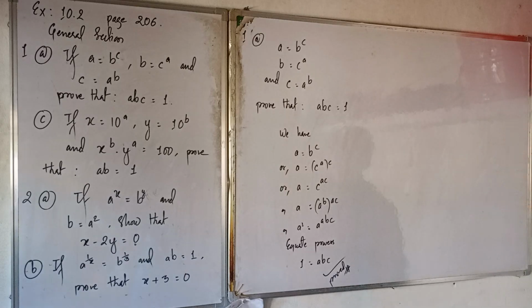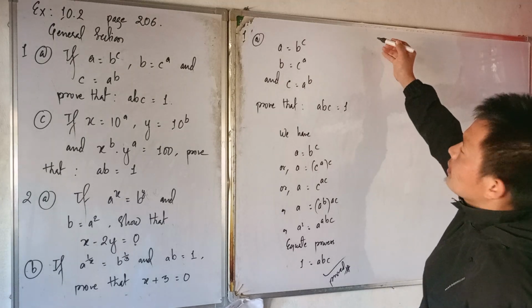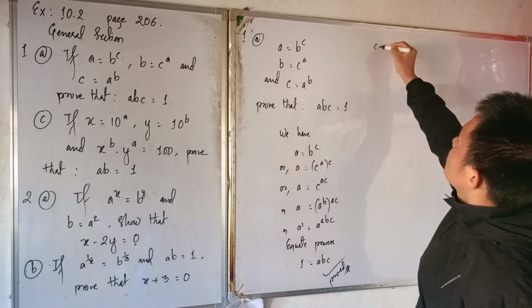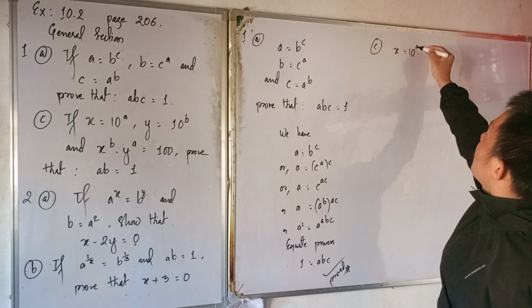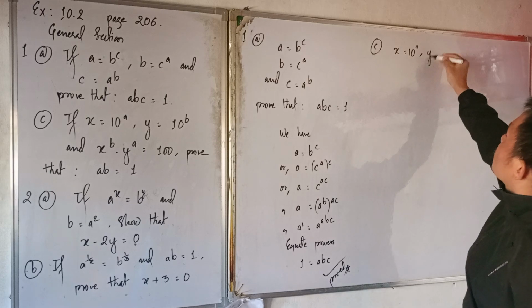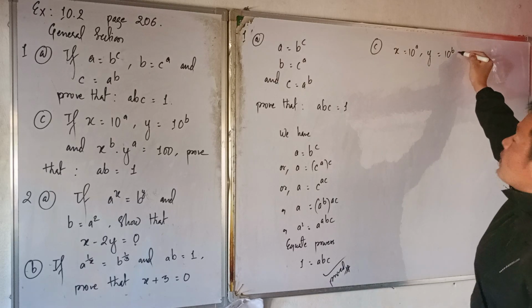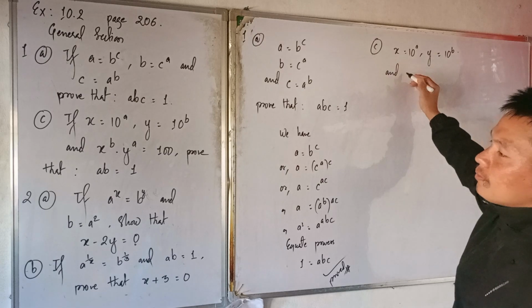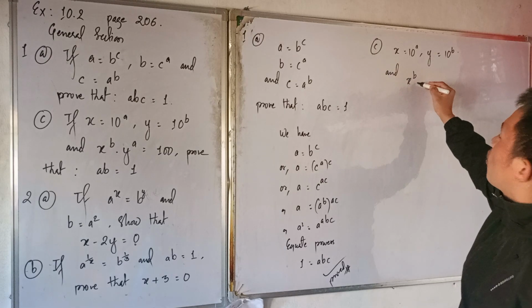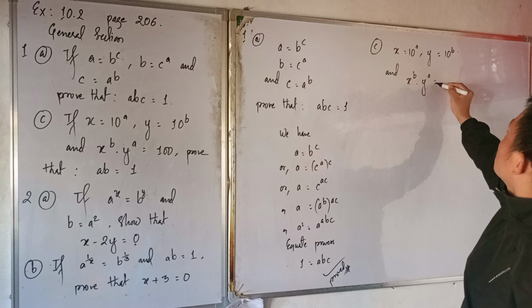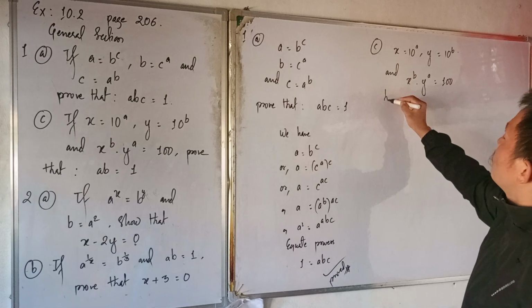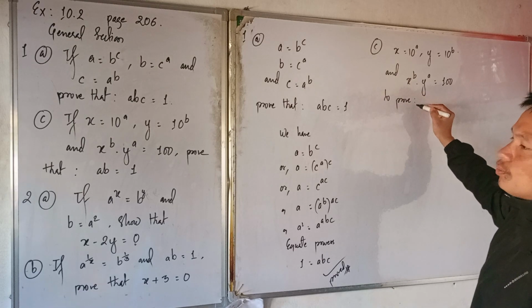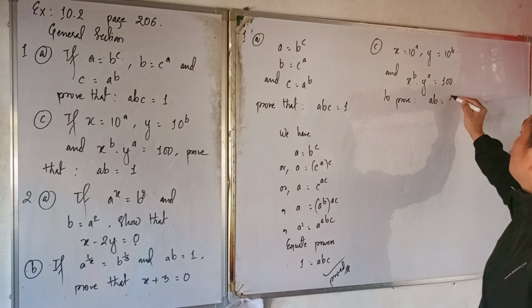Got it? Okay. So without further delay, let's go into number c. Just like in number a, in number c also we are given some values: x is equal to 10 power a, and y is equal to 10 power b, and x power b, y power a is equal to 100. Now you have to prove that ab is equal to 1.